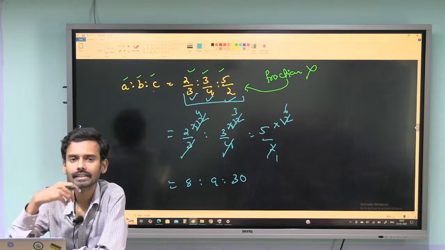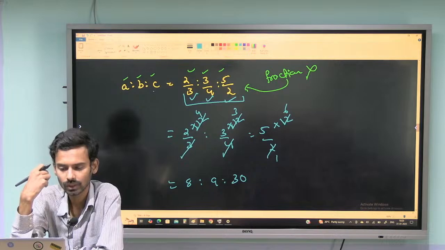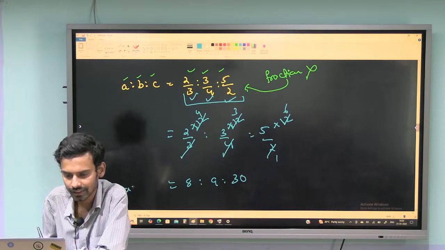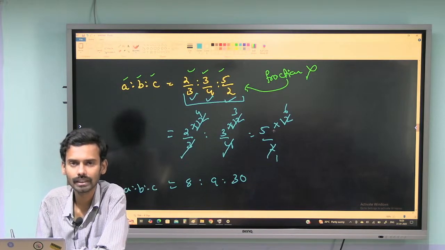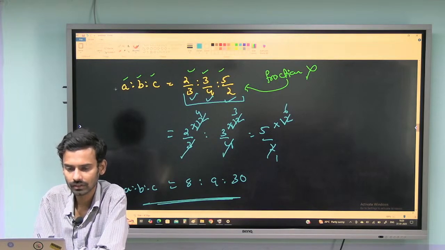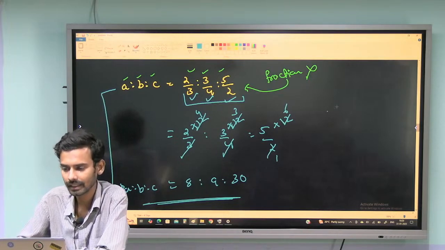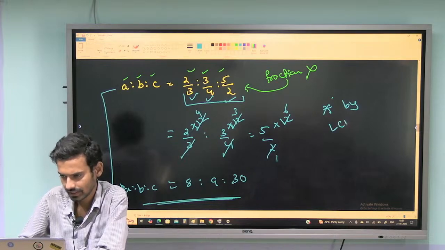So saying A is to B is to C is equal to 2 by 3 is to 3 by 4 is to 5 by 2 is the same as saying A is to B is to C is equal to 8 is to 9 is to 30. Understood how to convert from fractions to whole numbers in the ratios? Just multiply by the LCM of denominators.